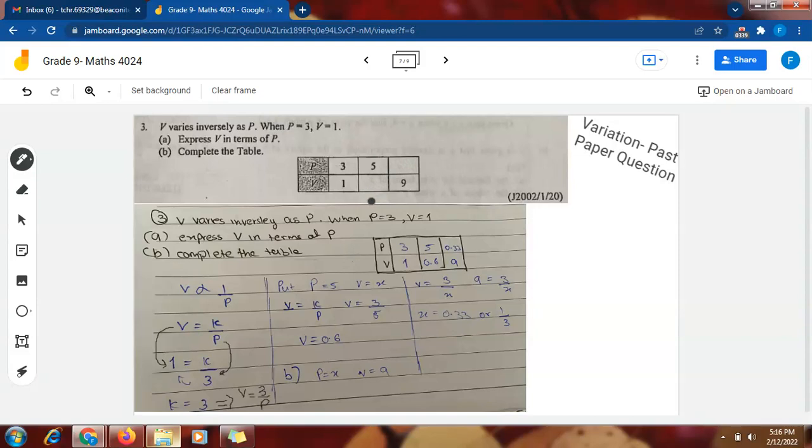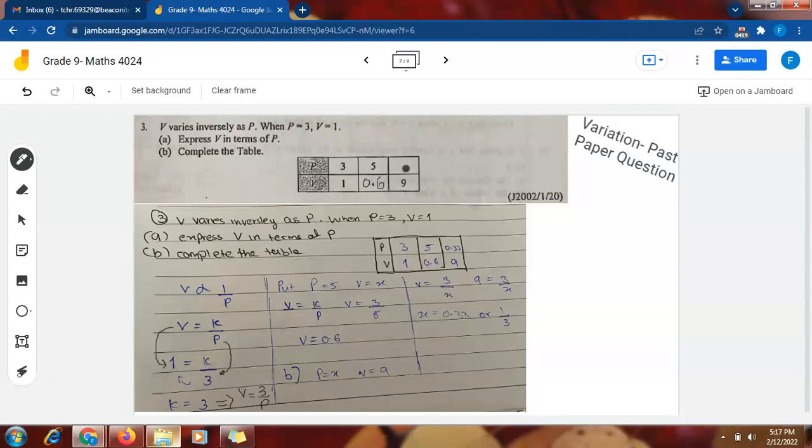Now moving on to the second part, I have the equation with me, that is V is equals to 3 upon P. Here the value of P is given as 5 and I have to find the value of V. So what will I do? I will write the equation again, and insert the value of P, which is 5, in this equation. So I will write V is equals to K upon P. I know that the value of K is 3 and the value of P is 5. So V will be equals to 3 upon 5, and when 3 upon 5 is divided, V is equals to 0.6. So the first value of the second part is 0.6. I will write 0.6 in the table. The value of V is coming out as 0.6.